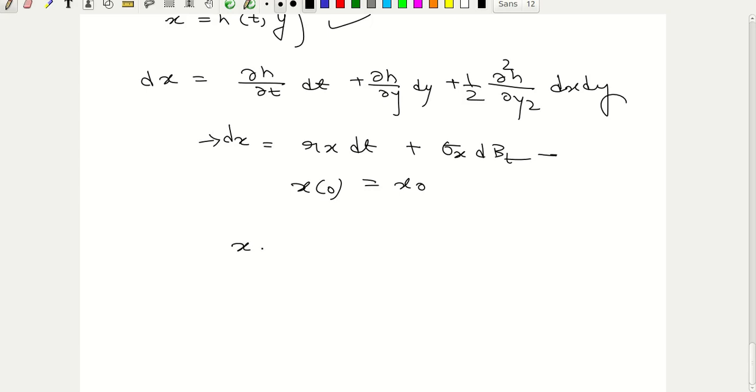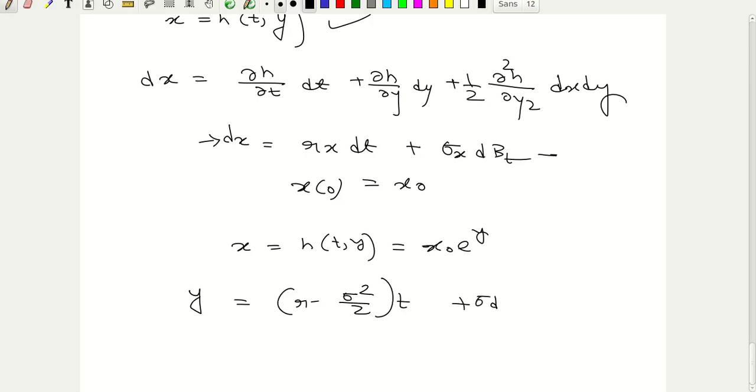So let's say your x is h of t comma y equal to, let's say, x naught e to the power y, and this is my guess, and your y is equal to r minus sigma square by 2 into t plus sigma into Bt. Okay, and then if you write this dx from here, what will occur? So dx: del h by del t, you know there is no t dependence, so it will be 0, plus the derivative with respect to y, which will give you x naught e to the power y dy, plus half x naught e to the power y dy into dy.